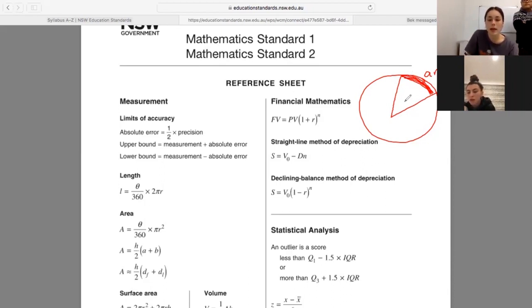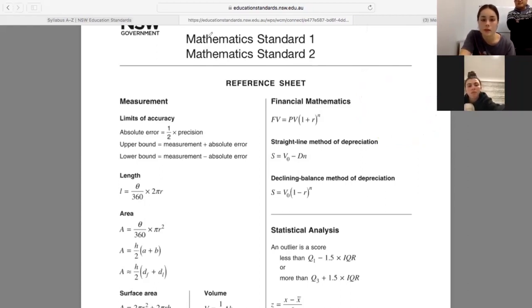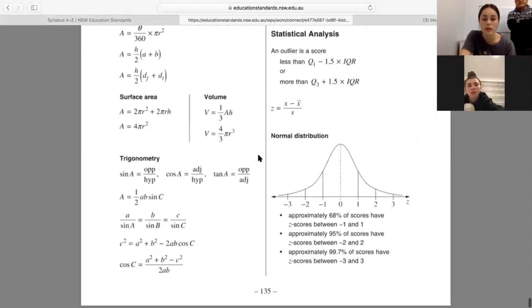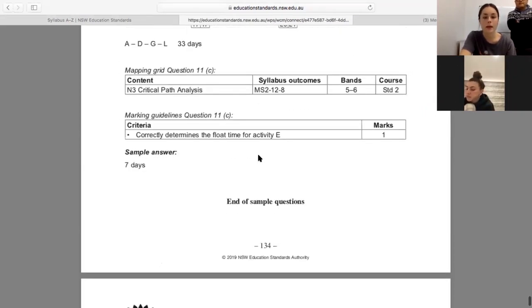So the area of the sector was, I'll do it in yellow. It's kind of like the arc is the crust of the pizza. Yeah, that's right. And the sector is the slice. Okay, cool. So that's the whole reference sheet done.